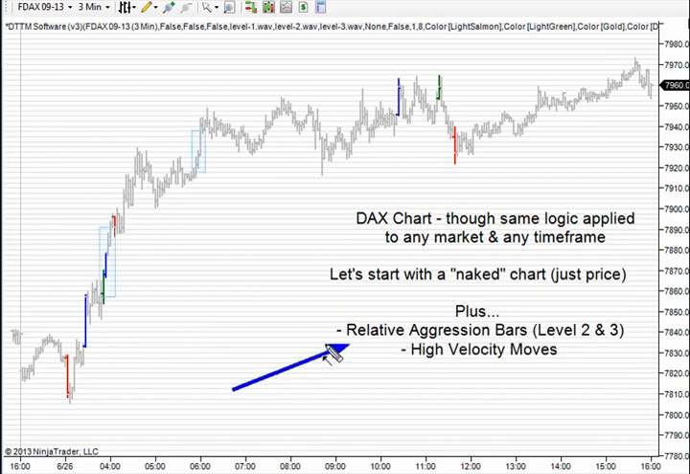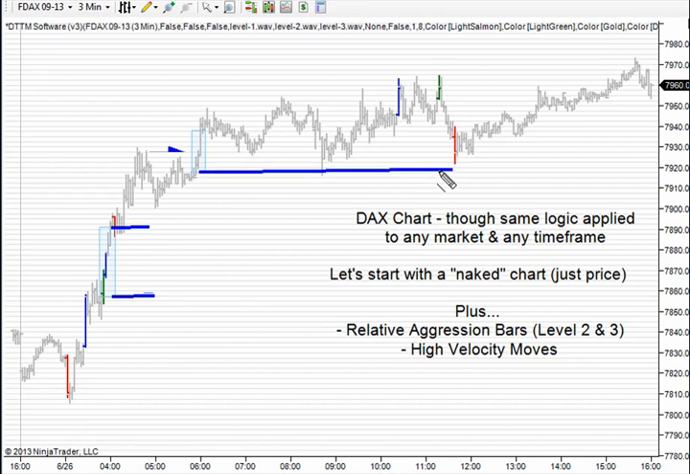Okay, so we've added the high velocity moves to the chart, and you can see there's kind of a blue shaded box right there and a blue shaded box right there. So again, it's a bit of a redundancy in that it's telling you the same idea as, say, a level 2 or level 3 bar. We ask ourselves when one of these forms, but this is made by buyers clearly, can the low of that hold, and can we get follow through above? Same logic, same thing here.